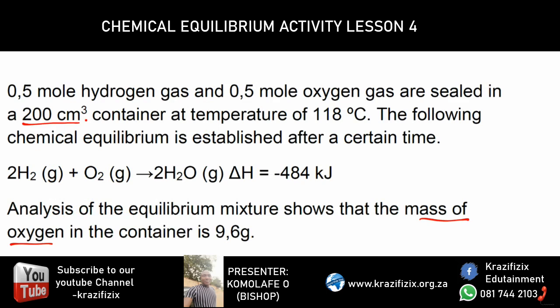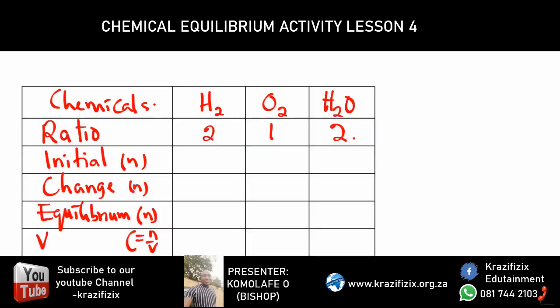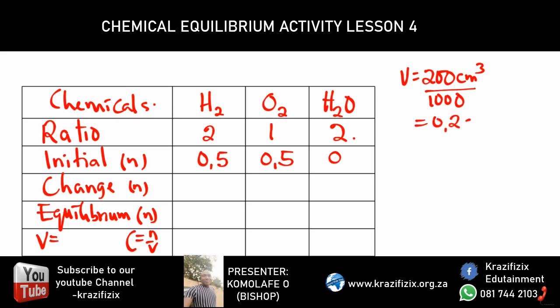So 0.5 moles of hydrogen gas and 0.5 moles of oxygen are sealed in a 200 cm cube. So initially 0.5. This is 0 again in this case. I'm going to look for a question where that is not 0. Volume is 200 cm cube. We divide by 1,000, and that gives me 0.2 dm cube. Please show every calculation you do.